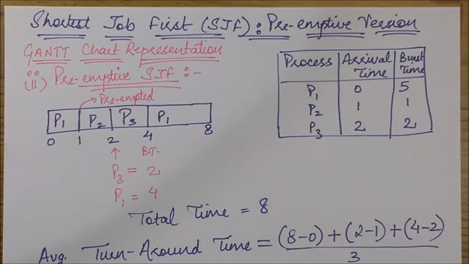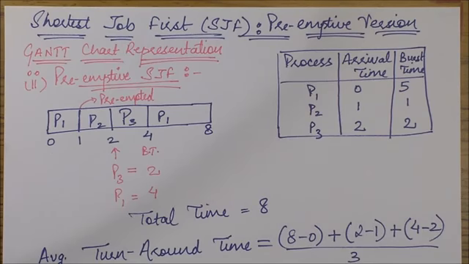So first of all, what does preemptive SJF mean? Preemptive means that if I feel that there is some benefit in stopping a particular process for some small interval of time and giving the CPU to some other process and then restarting this process later, then I would make the decision of doing that.